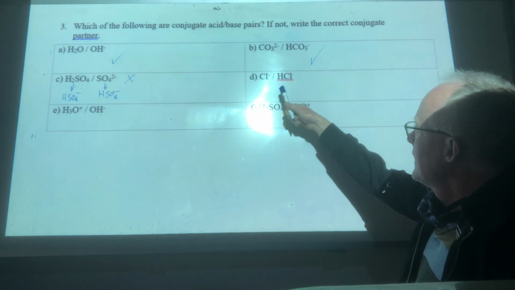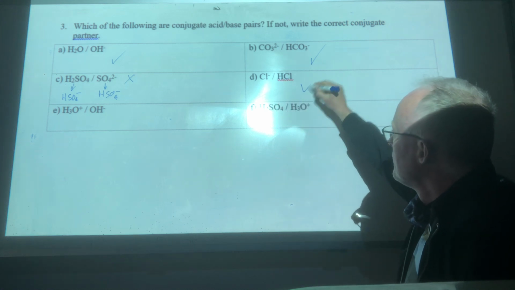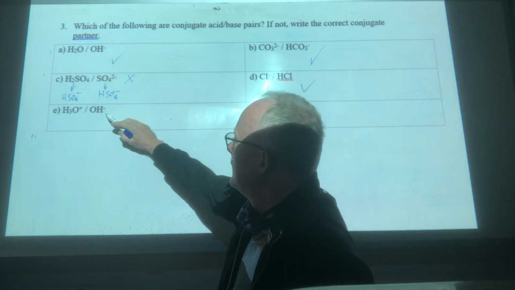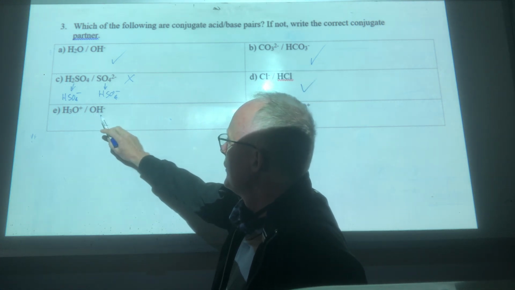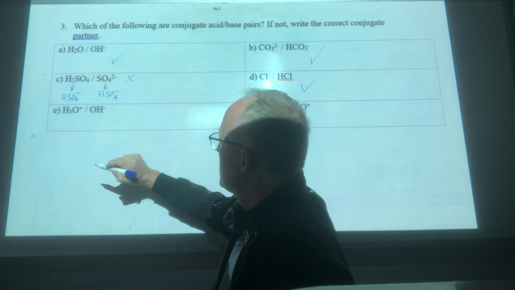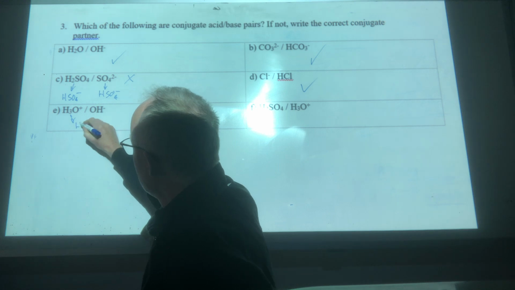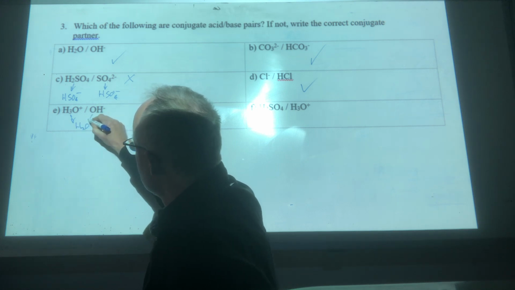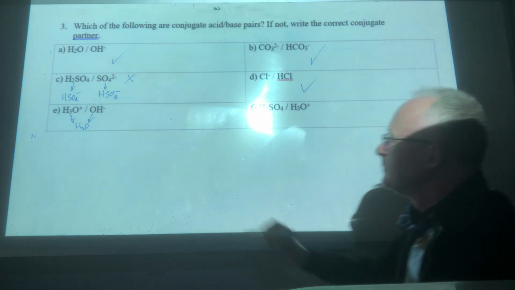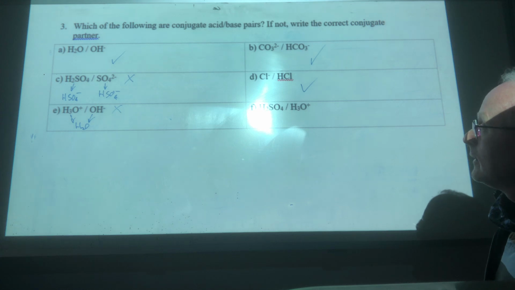Cl minus, HCl, what's the difference? Single H and a single plus. E, what's the difference between those two? Well, just the same as up here, there's 2 H pluses different. And the missing conjugate partner in both cases is H2O. And since they are not conjugate partners.